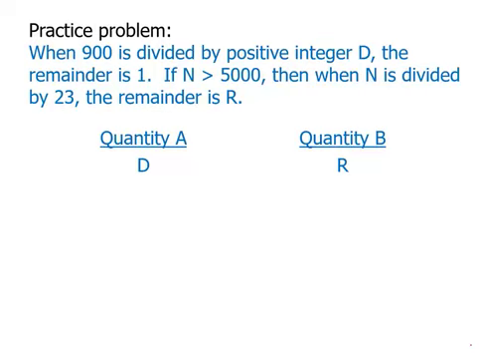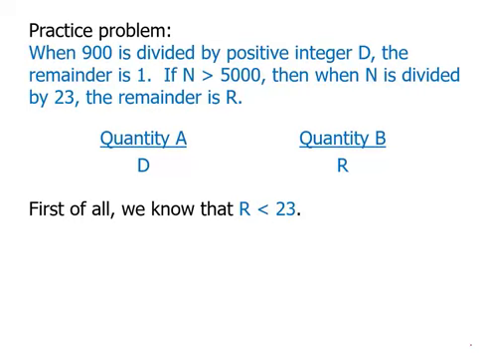Okay, when 900 is divided by a positive integer d, the remainder is 1. If n is a number greater than 5,000, when n is divided by 23, the remainder is r. And we just want to compare d and r. And so this looks like a really abstract comparison. You might just think that d has to be the answer because there's no way to do this comparison. But let's think about this step by step.